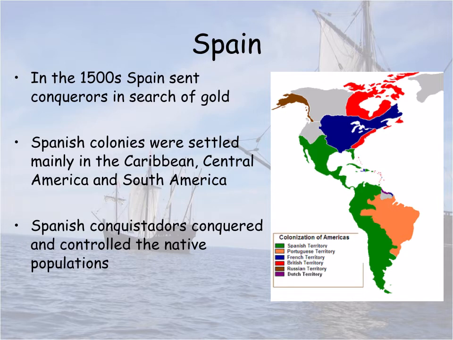Next, you have where the Spanish colonies were. They were settled mainly in the Caribbean, Central America, and South America. That's why you still have such a heavy Spanish influence to this day. That's why a lot of those countries still speak Spanish. So that is where their large influence comes from. The Spanish conquistadors conquered and controlled the native populations. Not exactly a pleasant relationship between the two. So there you have Spain. Think more southern: southern North America, Central America, and then South America.